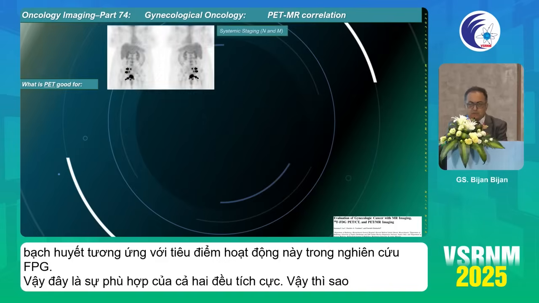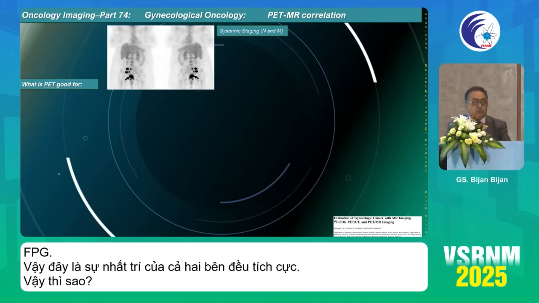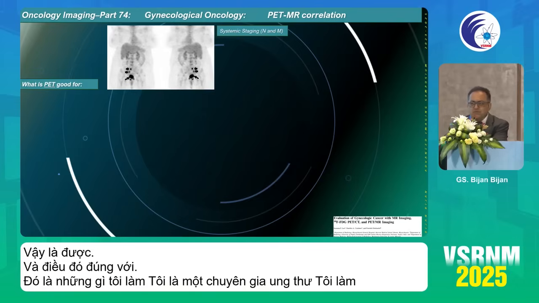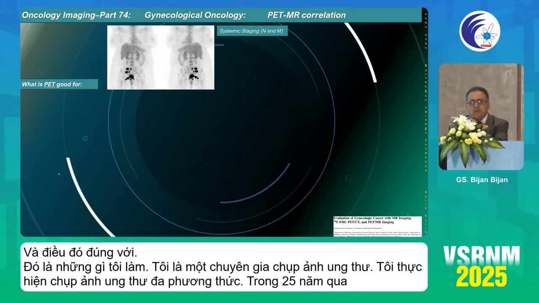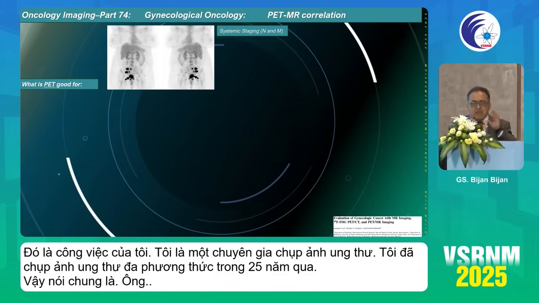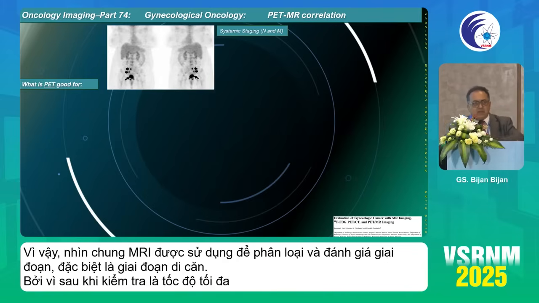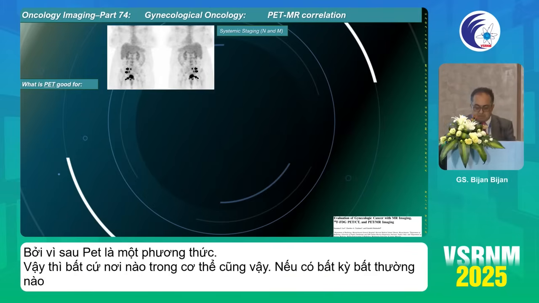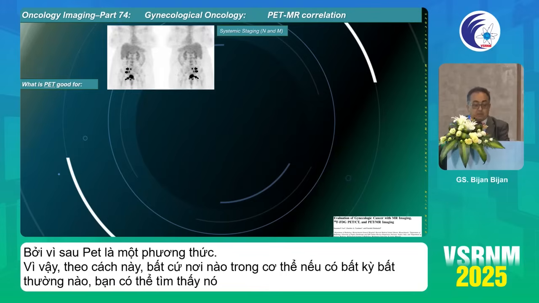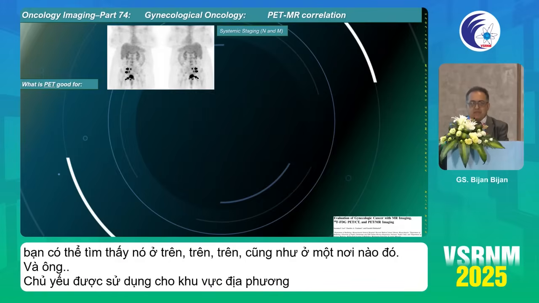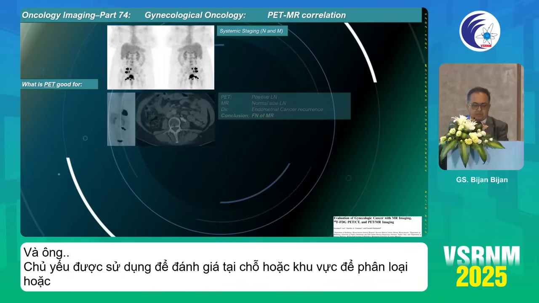So what is MR good for? That's what I do. I'm an oncology imager. I have done multimodality oncology imaging for the past 25 years. In general, MR is used for N staging and M staging, nodal staging and metastasis staging, because PET is the top-to-toe modality. So anywhere in the body, if there's any abnormality, you can find it on the PET. MR is mostly used for locoregional evaluation, for T staging or N staging. Okay, so this is just a general guideline.